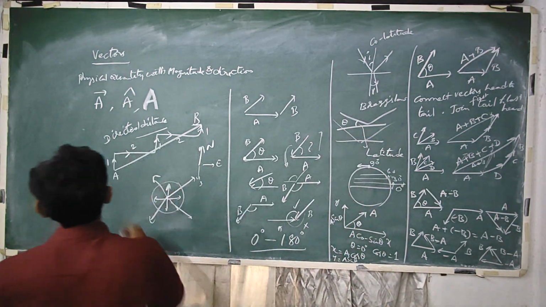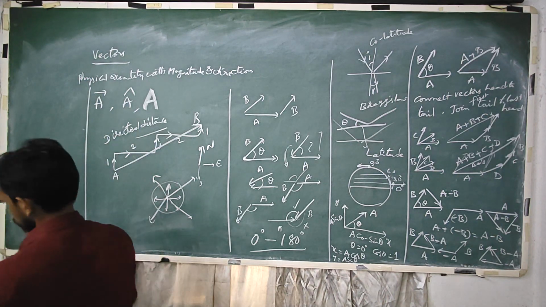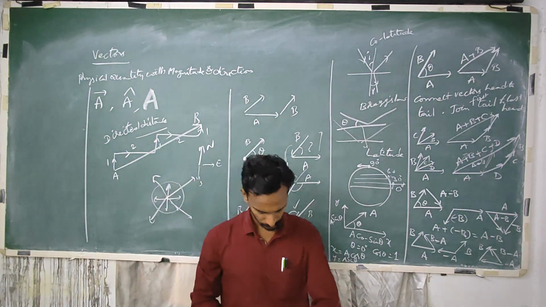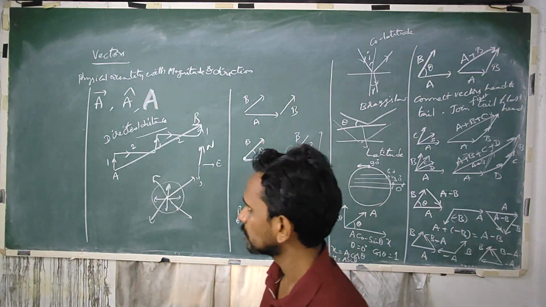Then comes dot product of two vectors. Okay.